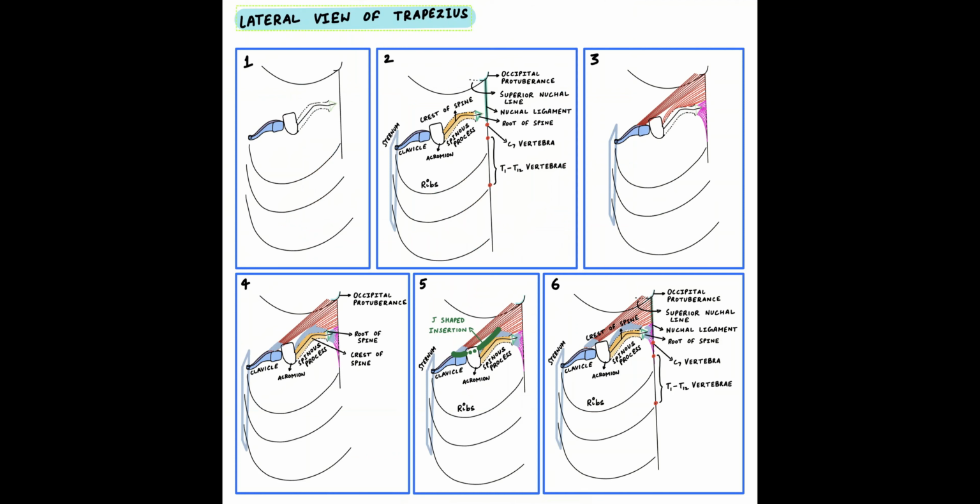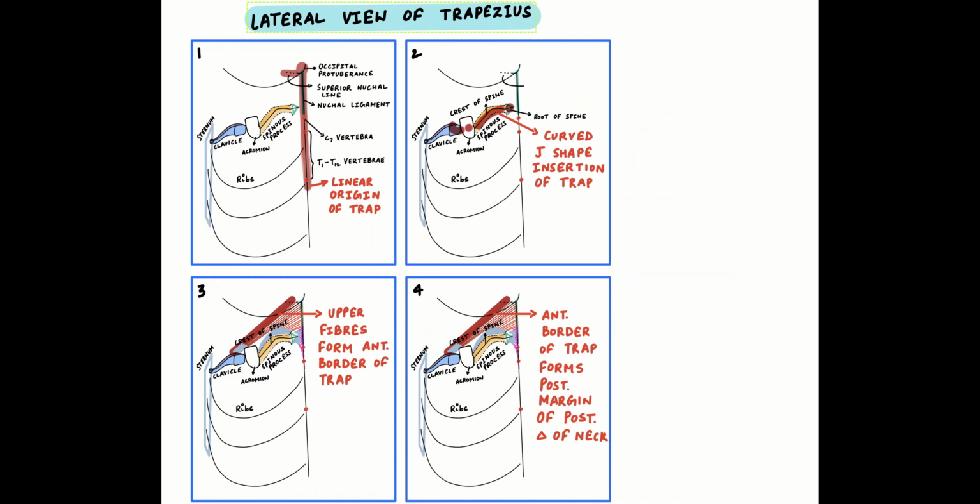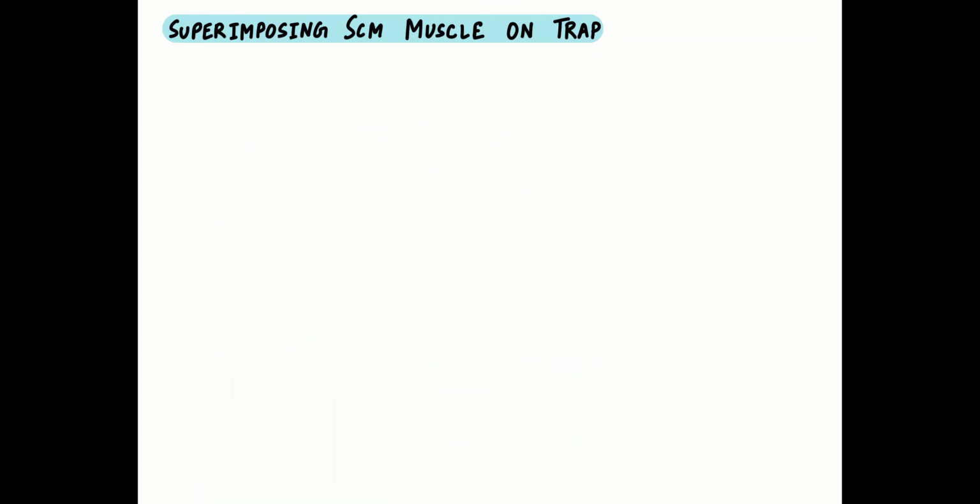This is what we have covered just now. You can also take a screenshot of this if you want. Now we will add sternocleidomastoid over trapezius.